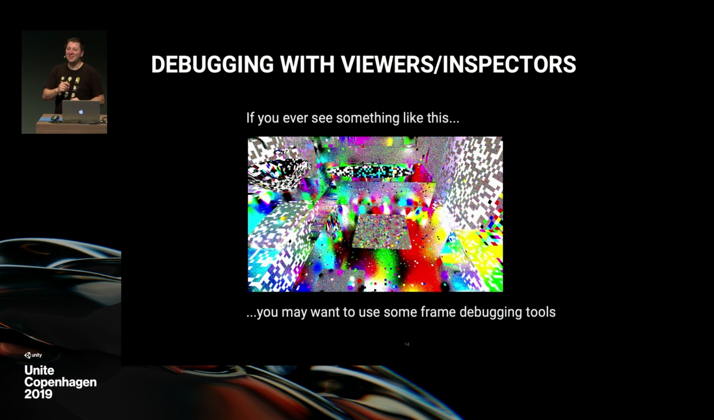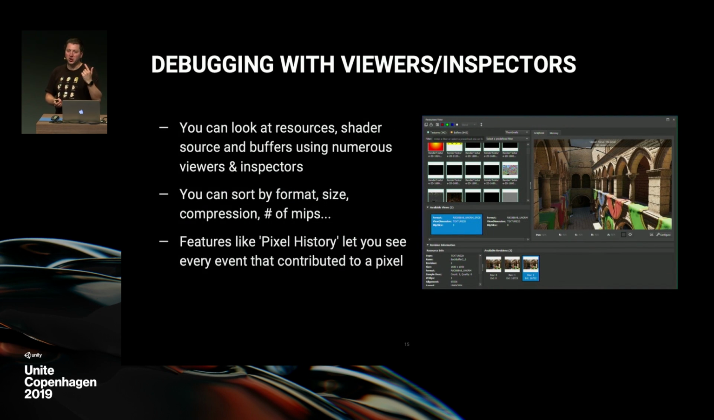If you ever see something like this, don't be sad. You may want to use some of these frame debugging tools. There are some other great options that you have as well. You can look at resources, you can look at shader source code, buffers. We have a bunch of inspectors. I won't go down the whole list. This isn't a tutorial, but there's a lot of great information that you can get just from these inspectors. You can also get the format, and the size of the different resources.